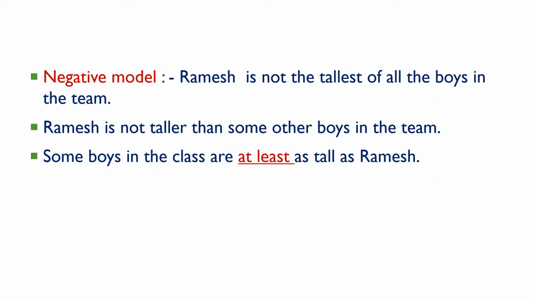I gave here an example of the negative model. Look at here. Ramesh is not the tallest of all the boys in the team. It is the superlative degree. Ramesh is not taller than some other boys in the team. This is comparative degree. Some boys in the class are at least as tall as Ramesh. This is positive degree.